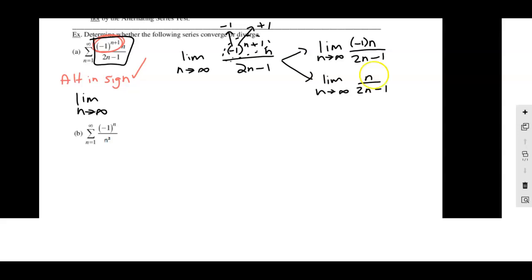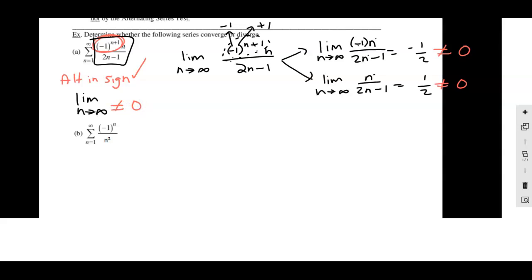Now let's look here. The degrees are the same, so that limit is going to end up being 1/2. And in that first one, the degrees are also the same, so you look at the ratio of the coefficients. That limit ends up being -1/2. So let's think about this. Does -1/2 equal 0? No. Does +1/2 equal 0? No. So this limit was not equal to 0.